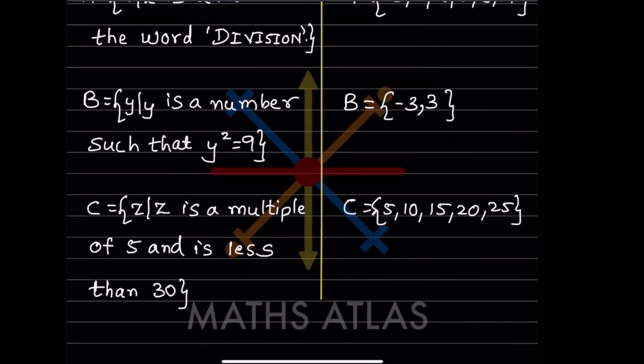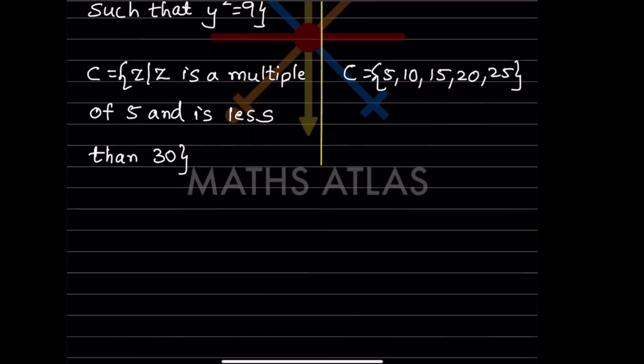Now here C is a multiple of 5 and is less than 30. Multiple of 5 means it will be 5, 10, 15, 20, 25 and 30. But we are not going to consider 30 here because it says less than 30, so we are not going to include 30. We can write 5, 10, 15, 20 and 25. So this is the listing method. I think this is clear to you.